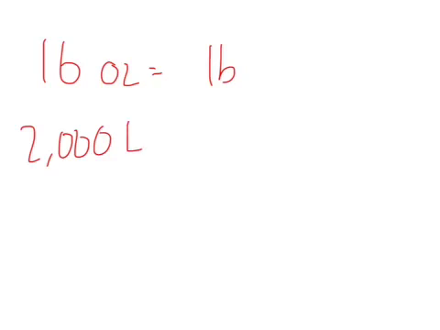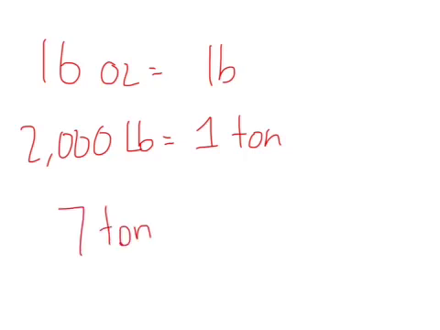Alright, the next thing we're doing is weight. So we know that there's 16 ounces in 1 pound. And 2,000 pounds equals 1 ton. So let's go and practice some math. Let's say that a car weighs 7 tons. How many pounds does that weigh?